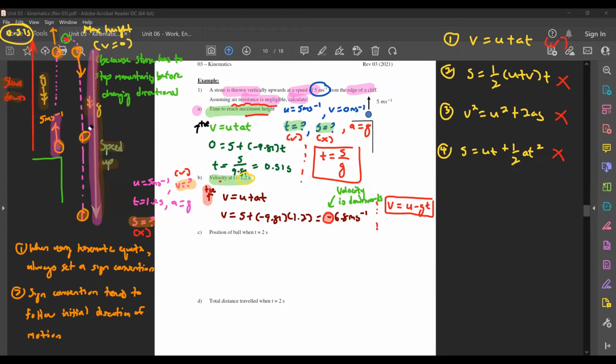So there are some understandings to be gained from all this. Right, then after that, you look at part C.